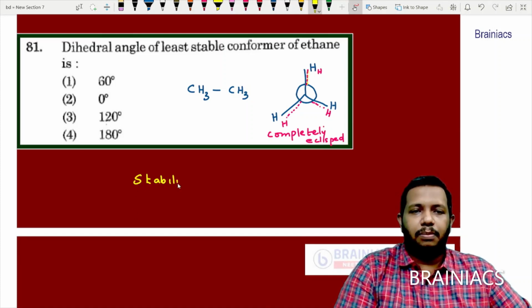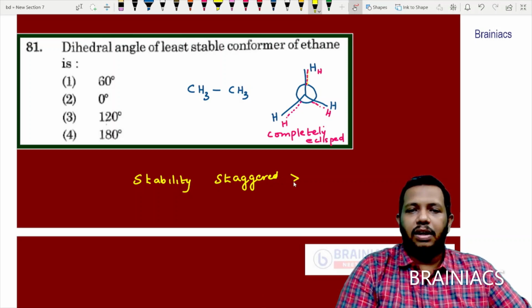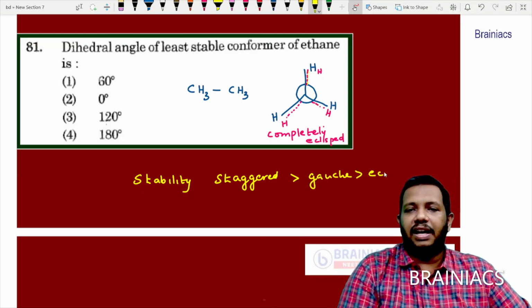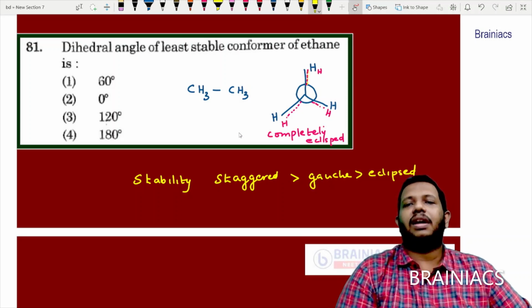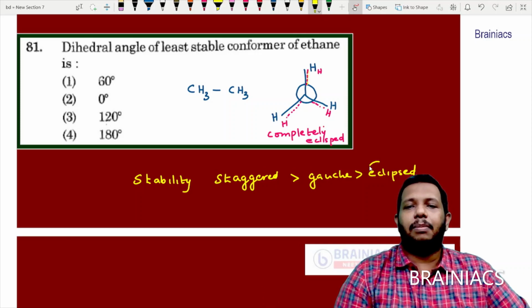Who is more stable? We know that the most stable will always be the staggered one. Then we have the gauche form. Then only the eclipsed form will come. So here in this question they are asking the dihedral angle of the least stable. So the least stable is the eclipsed one.